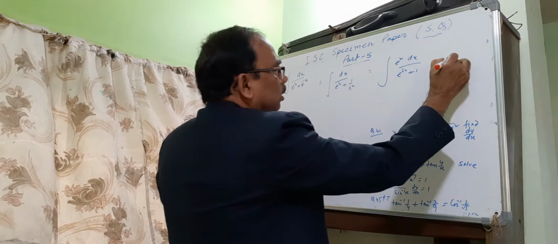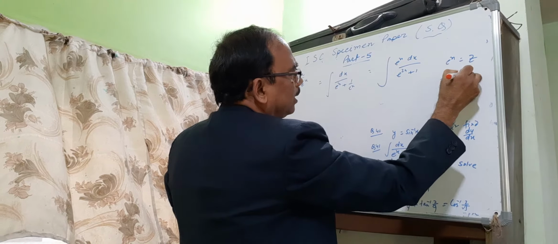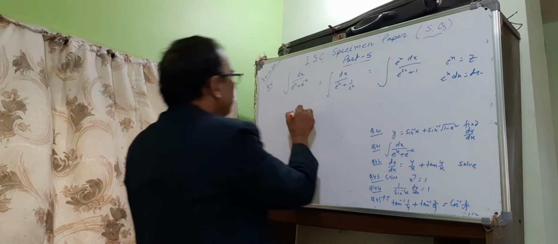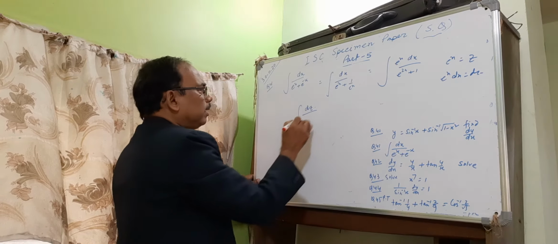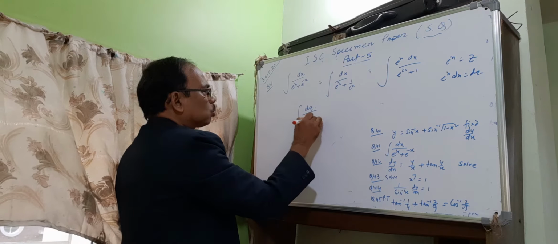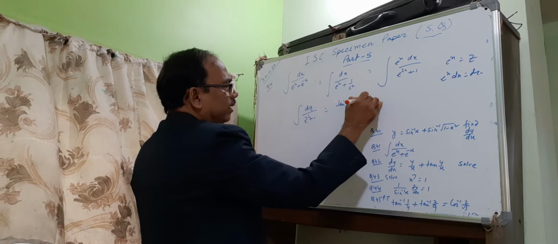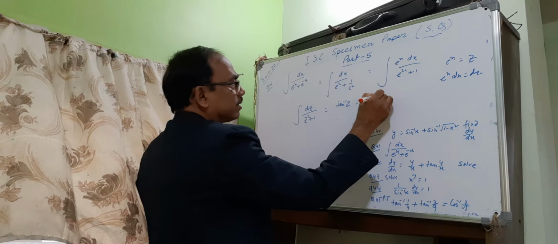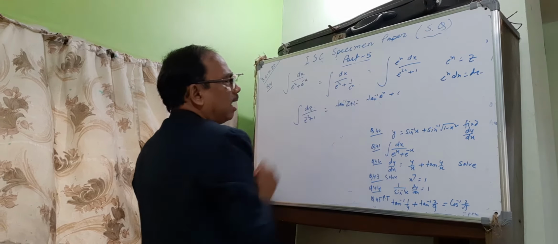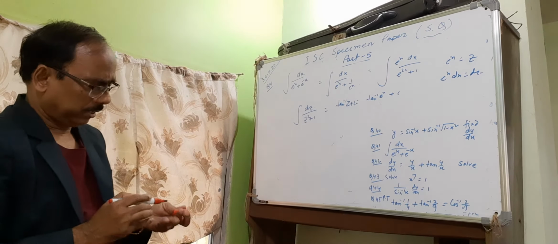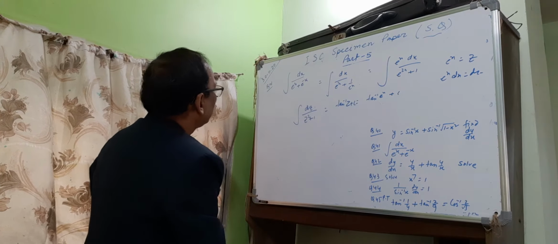Now put e to the power x equals z, then e to the power x dx equals dz. Put it there. The integral of dz over the numerator, that is z square plus 1. That is tan inverse z, that is tan inverse of e to the power x plus c. That is the answer of the given integration. Next, sum number 42.